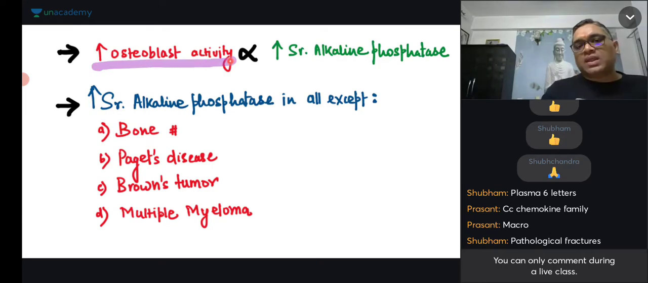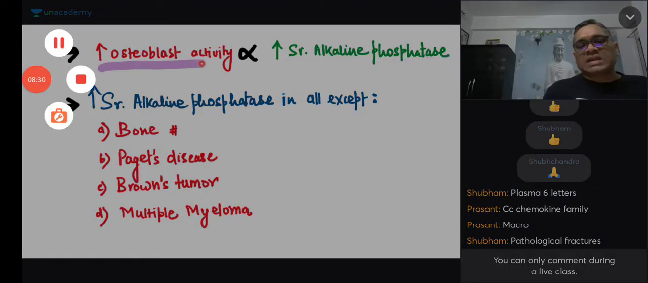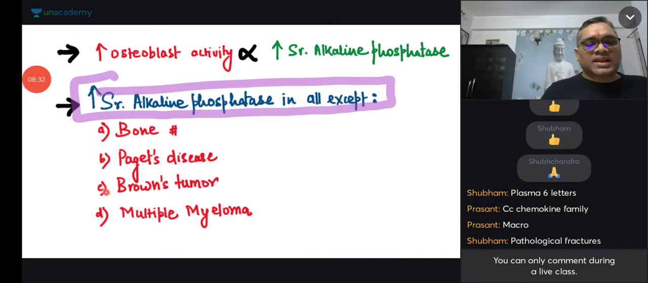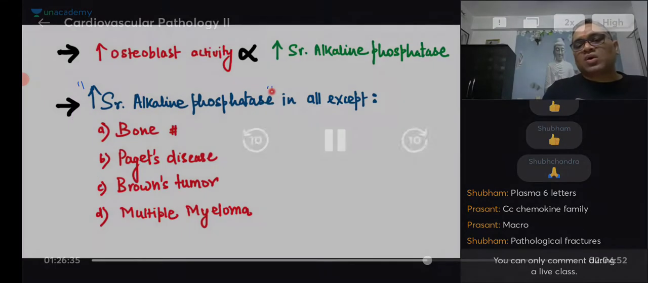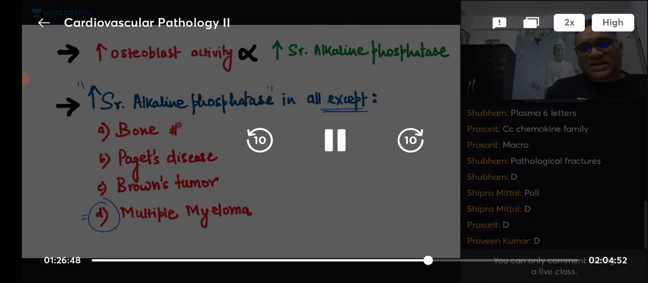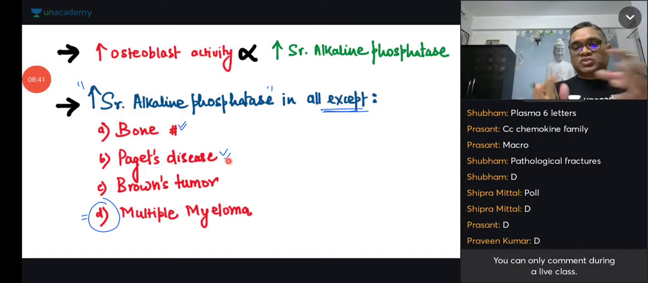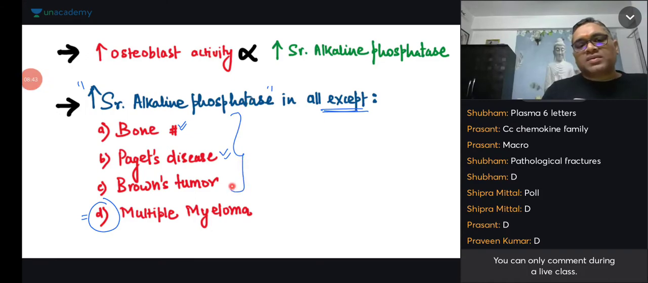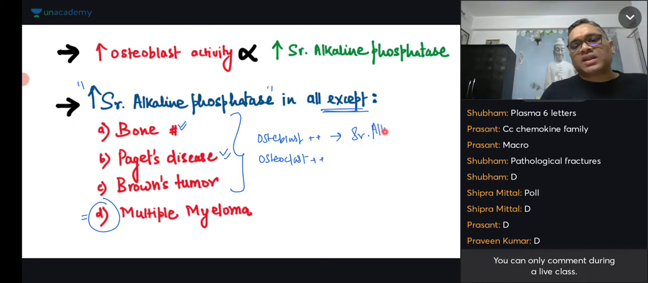So whenever there is osteoblast activity, there is an increase in the serum alkaline phosphatase. So osteoblastic activity is in all except... Can you tell me the right answer for this question? This was the question in the AIIMS exam and NEET exam. Serum alkaline phosphatase will be increased in all except which of these? Bone fracture, yes, it will be increased. Paget disease, osteoblastic activity will be there. In all three things which I have written here, both osteoblast and osteoclast will be activated. Because of the osteoblastic activation only, there is an increase in the serum alkaline phosphatase in all these three conditions, right? So that is how the question will be asked in your exam.